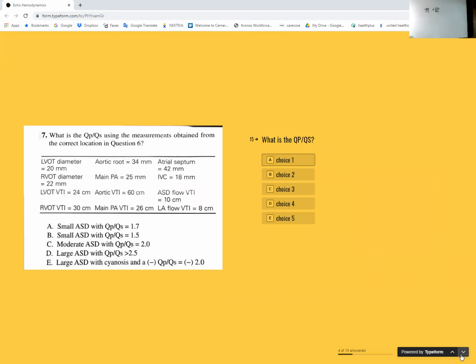Okay, the last one I saved is the hardest. So let's just talk very quickly about how you calculate Qp/Qs. What numbers would you use here? Well, while you guys think about that, let me just answer this phone call. Hello?